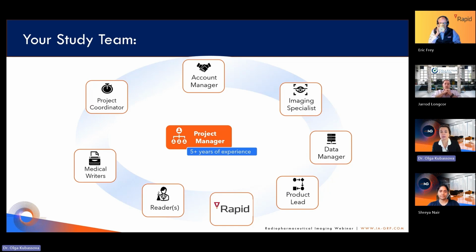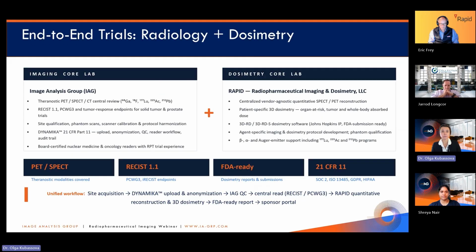As images flow into the Dynamica platform, you have radiologist readers doing a first pass, looking at the lesions, looking at the associated tissue. Then the dosimetry can be applied properly to that already outlined information. So we're separating our work between imaging core lab, like image analysis group, and dosimetry core lab, like Rapid.